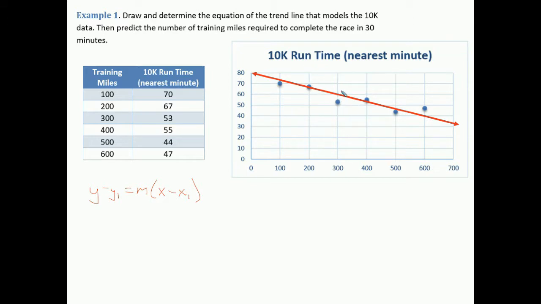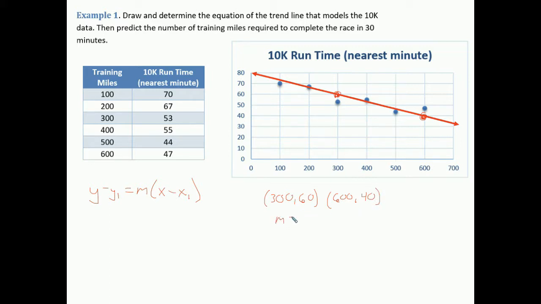Here we have a couple helpful points. Here, the line crosses through the point 360, and then down here, it crosses through the point 640. So we have these two points here, 360 and 640. And by having those two points, we can find the slope.